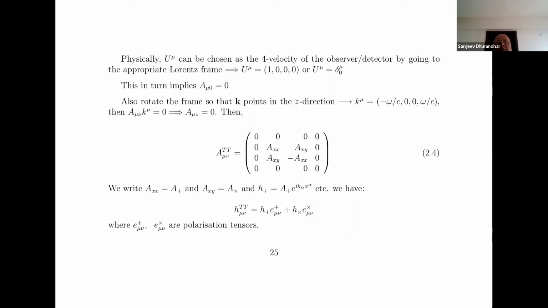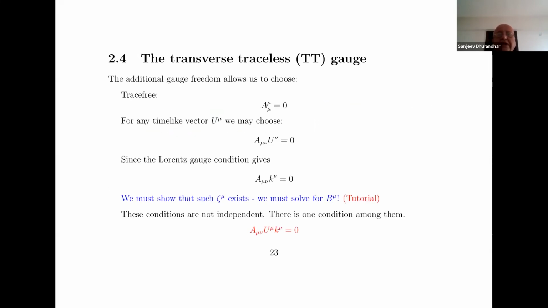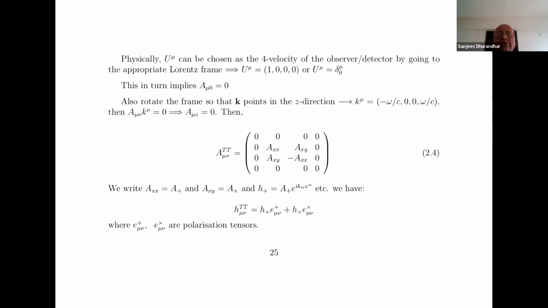Now you apply symmetry. A_xy is the same as A_yx. And it should be trace free also. Now apply the trace free condition. So A_xx plus A_yy should be 0, which means that this component A_yy should be equal to minus A_xx. So this matrix looks like this: A^TT mu nu is A_xx, A_xy, A_xy, minus A_xx. So this is the basic transverse traceless gauge for a wave traveling in the z direction.